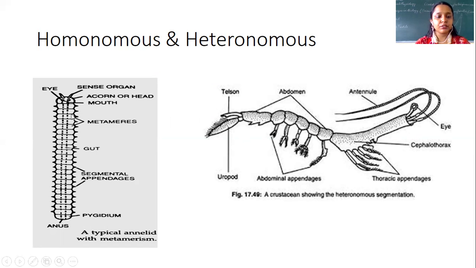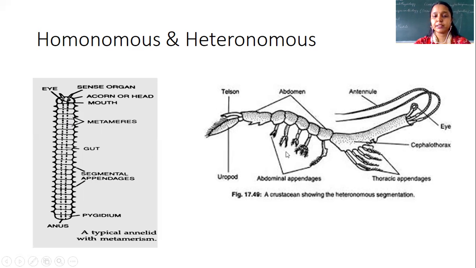See, in this picture, you can see a typical example of homonomous metamerism. As I said, the metameric segments appear in the trunk region. In case of homonomous metamerism, except the anterior and the posterior region, the middle portion of the individual has the metameric segments. Here those metameric segments are very equal and function accordingly, and they are even independent.